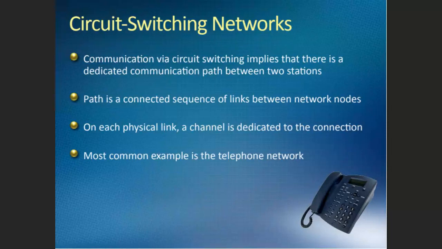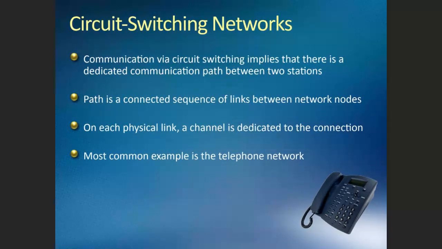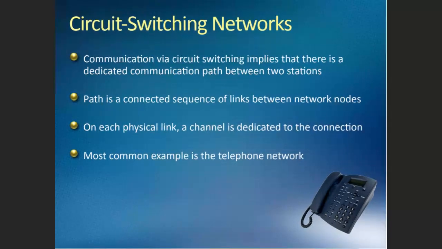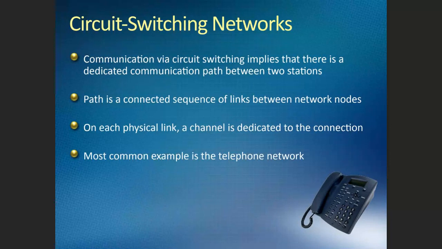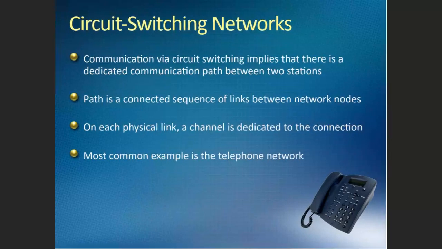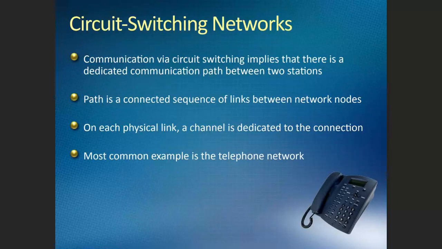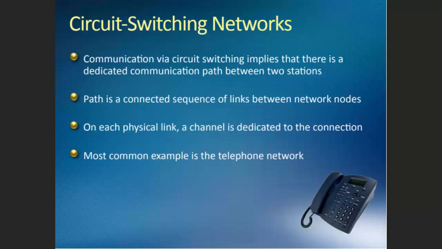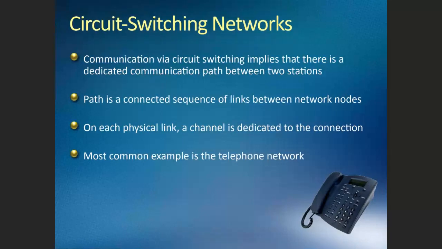Any other question about this? So the path is a connected sequence of links between network nodes. It's like you are dedicating one circuit for a certain amount of time for those two persons to communicate with each other. On each physical link, a channel is dedicated to the connection. The most common example is the telephone network, the old telephone network, the legacy. Now it's digital.